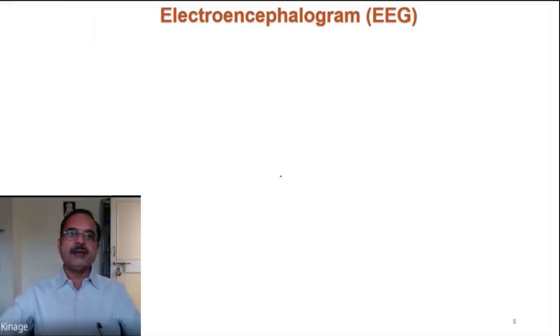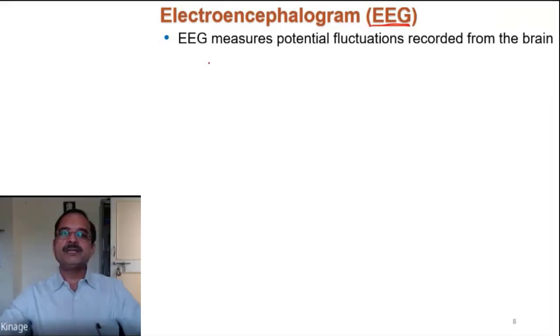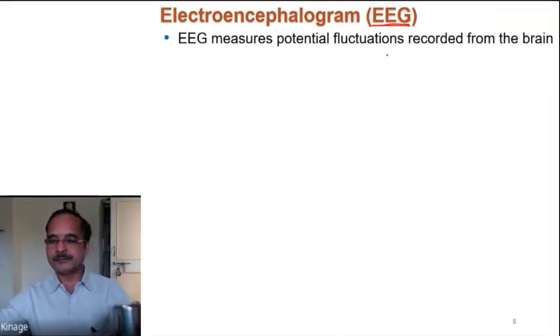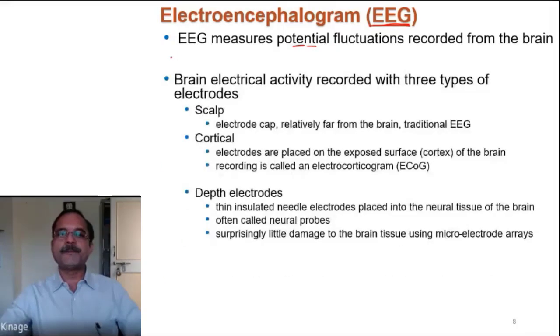The next one, electroencephalogram, and in short we call it EEG. And this is related to the brain, the electrical activity of our brain. So EEG measures the electric potential fluctuations recorded from the brain. Okay.